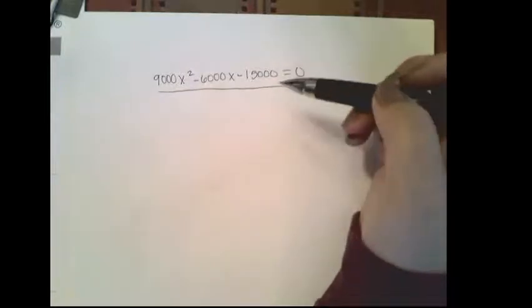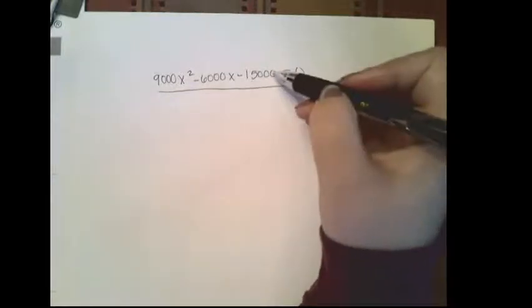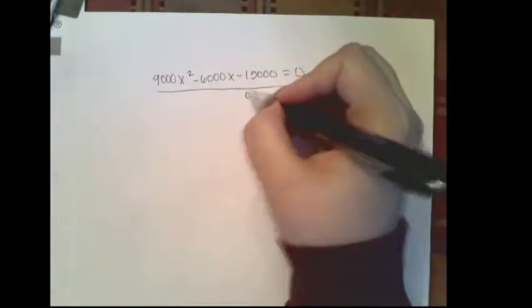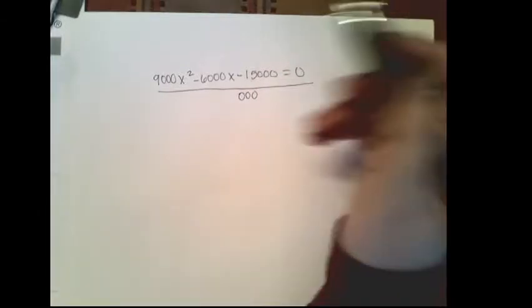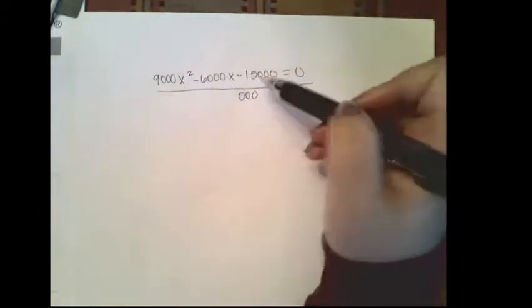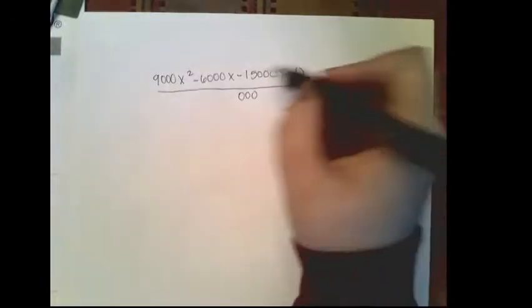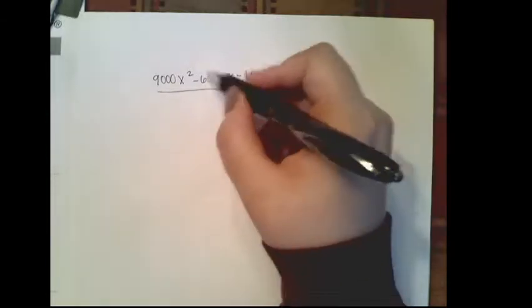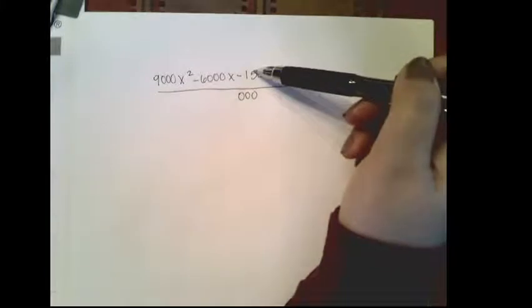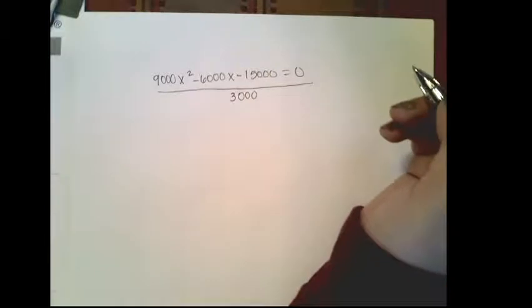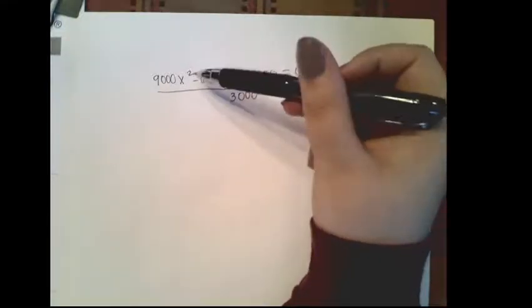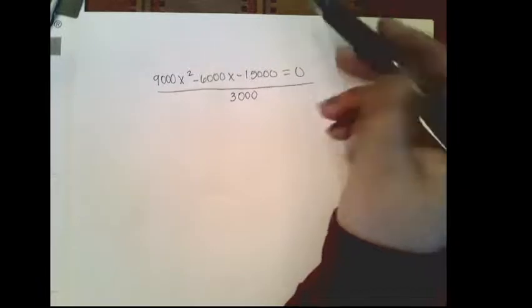So first I'm going to see how many zeros I can get rid of. So there's 3 here, 3 here, 3 here. That means I can get rid of 3 zeros. If it was only 900, there's 3, 3, and 2. That means the max I can get rid of is 2. Now I look at the whole numbers and see what they have in common. 9, 6, and 15. What are they all divisible by? 3.